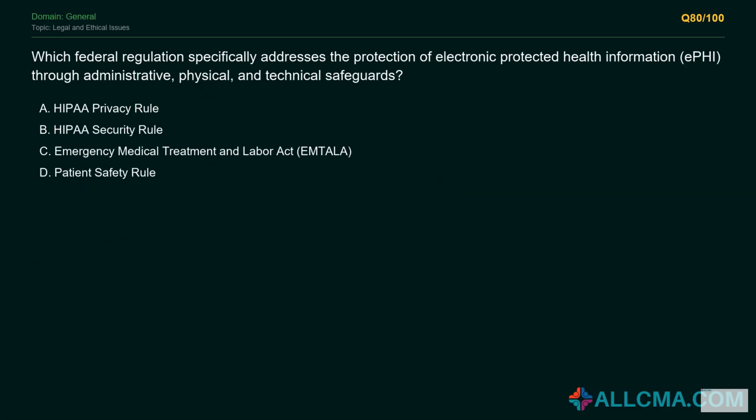Question 80. Which federal regulation specifically addresses the protection of electronic protected health information, EPHI, through administrative, physical, and technical safeguards? Option A, HIPAA Privacy Rule. Option B, HIPAA Security Rule. Option C, Emergency Medical Treatment and Labor Act, EMTALA. Option D, Patient Safety Rule.